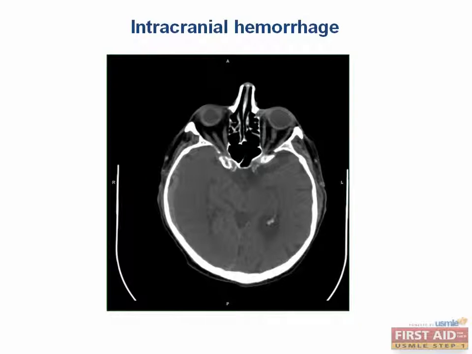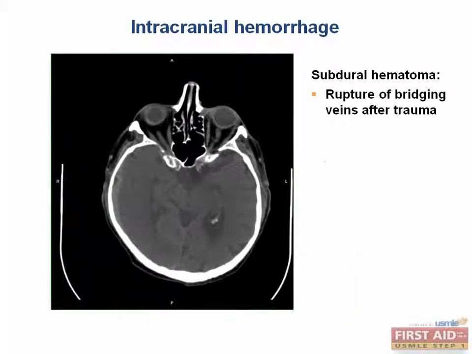Subdural hematomas occur in the potential space between the dura and the arachnoid layers. What causes subdurals? They are usually caused by rupture of the bridging veins after a trauma. The people who are most susceptible to developing subdural hematomas are the elderly because they often have diffuse cerebral atrophy that allows the brain to move more freely in the skull. This leads to injury of the veins. Shaken babies, alcoholics, and those with brain contusions are also at risk.